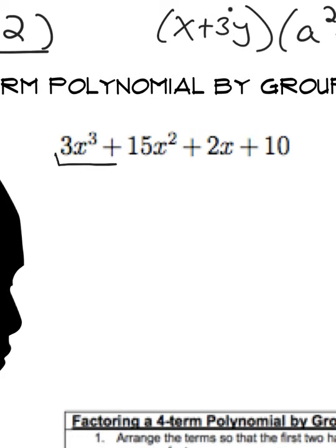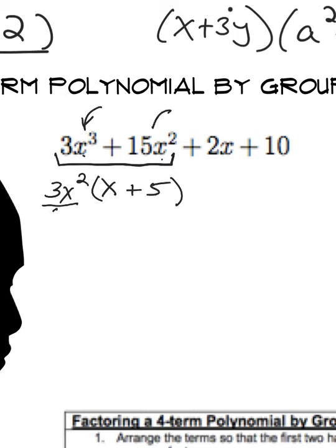What I'm going to do is take these first two terms and factor out what they have in common. They both have a 3. 3 goes into 3 and 3 goes into 15. And they both have at least two x's, so I can pull out an x squared. In my parentheses, I know that I would have to multiply this by x to get the original first term. And I would have to multiply this by 5 to get the original second term.